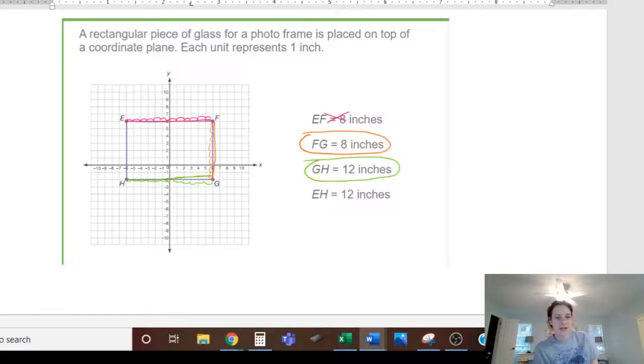Okay. And then the last side is this left side, E to H. Notice that E to H is going to be the same as F to G, which we said was 8. So that means that this one must be 8. And therefore, this is incorrect at 12 inches.